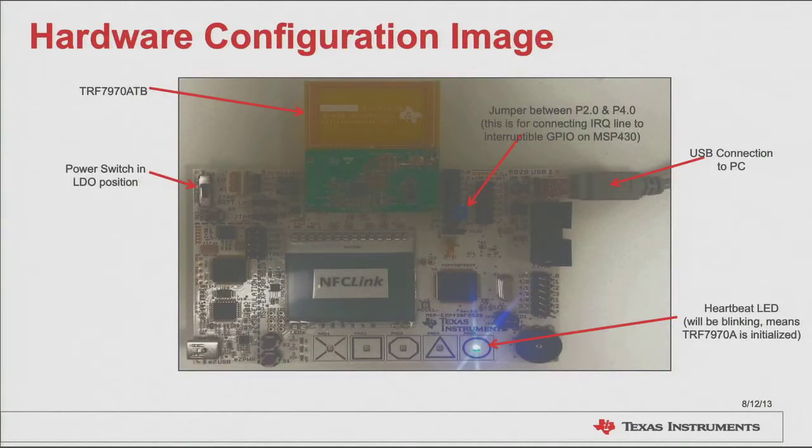Here, we have the hardware needed for the demo. On the top left, we have the TRF7970ATB module, which plugs into the EM headers on the MSP430 F5529 experimenters board. The blue jumper needs to be connected between ports 2.0 and 4.0 on the board to use the interruptible GPIO feature on port 2.0. Make sure the power switch on the left side of the board is in the LDO position. When the hardware has the correct firmware downloaded and is connected via USB, the heartbeat LED will be flashing.